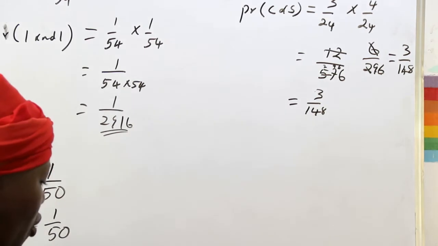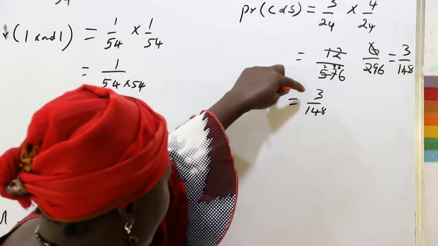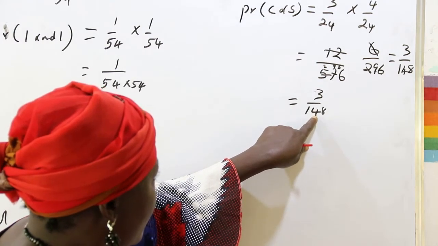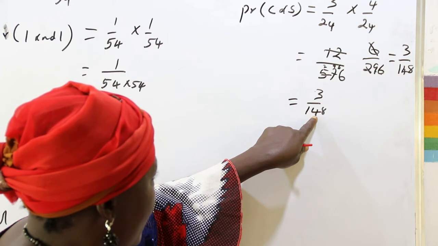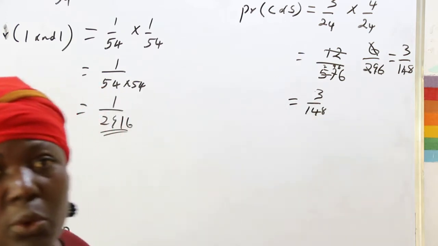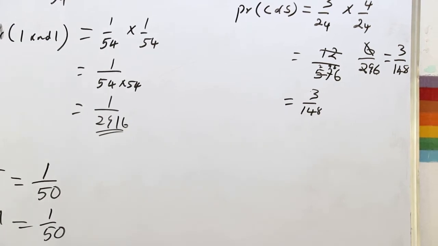You can equally go further if 3 can go into both of them. Let's try and see. 3 into 14, we have 4, remainder 2. 3 into 28 cannot go. So leave it as it is. Okay, so our answer is what? 3 over 148.